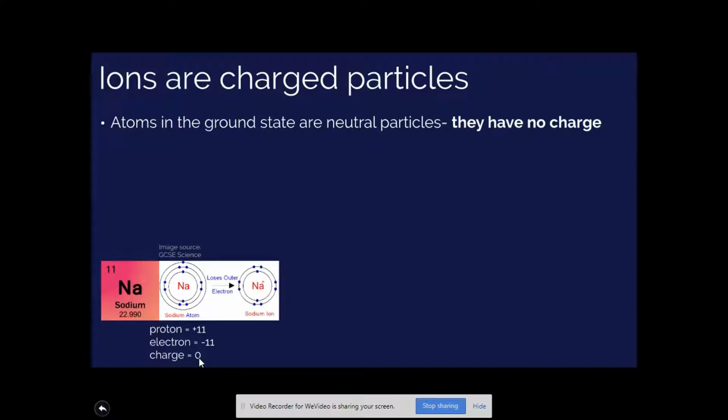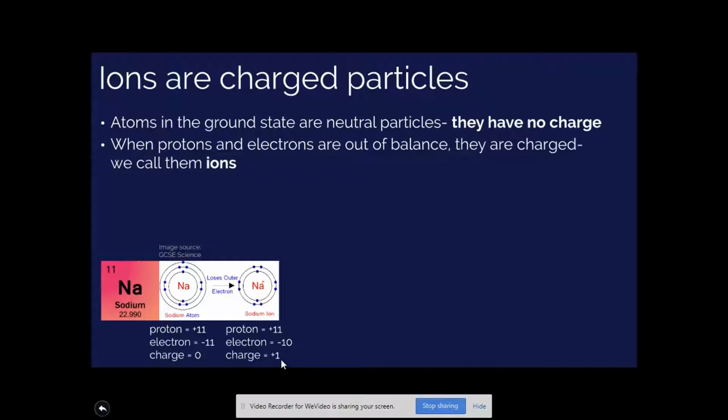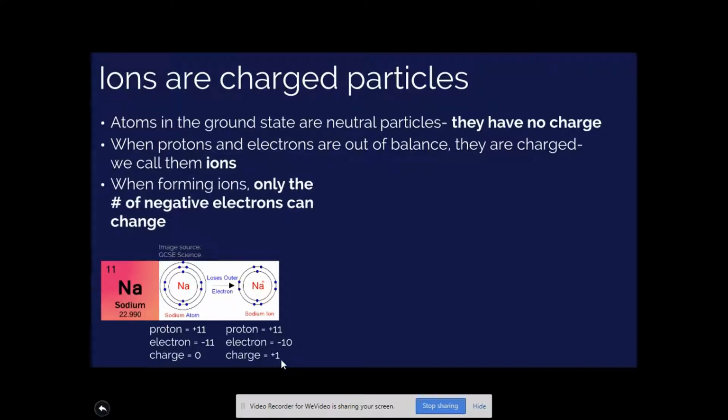But when we mess with the number of electrons, so in this case, if we take one electron away from the sodium and we get 11 protons and 10 electrons, in that case, they're not balanced out. We have one more proton than we do electrons, and overall, we'll have a charge of positive 1. And so when this happens to our atoms, we give them a special name. They're not atoms anymore, and they're not elements. We call them ions.